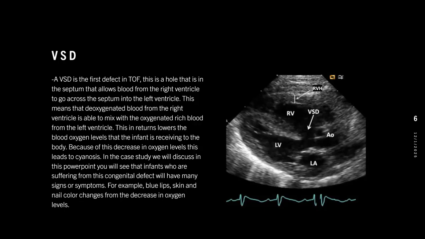In the case study we'll discuss in this PowerPoint, you will see that the infants who are suffering from this congenital defect will have many signs or symptoms. For example, blue lips, skin, and nail color changes from the decrease in oxygen levels. Right here you have this VSD, which is that hole, and it's allowing the blood to go between the 2 ventricles.